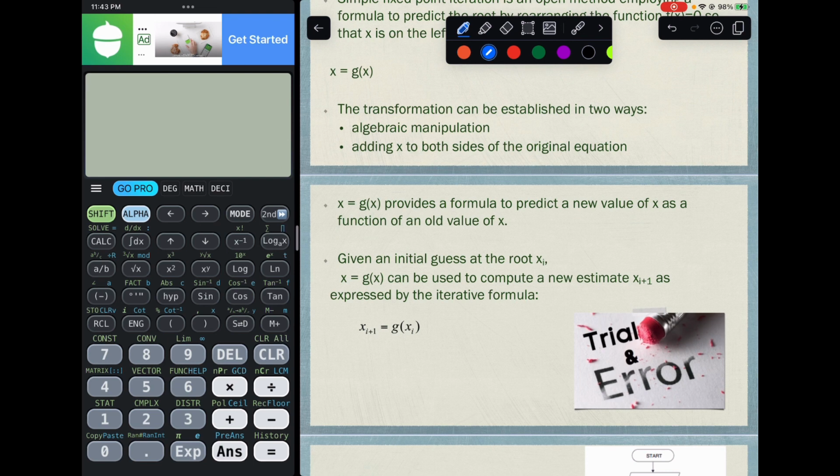Usually we are given an initial value and then we just substitute it to x, and from there we will be able to find the new value for x. Afterwards, we compute for the approximate error. If it is already below the specified stopping criterion, then we stop. But if it is still above, then we redo the process.